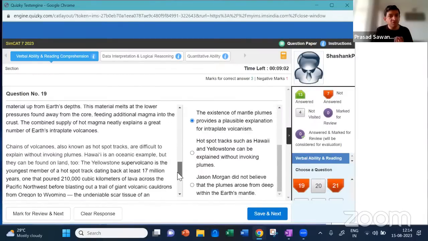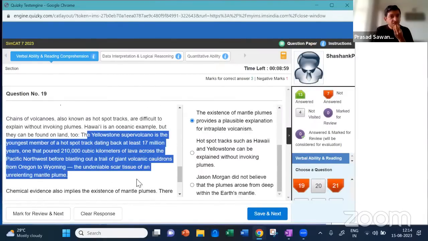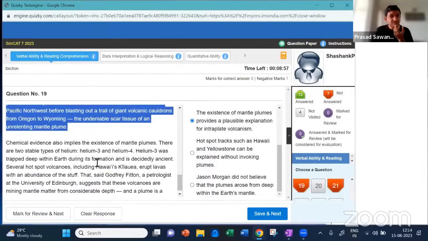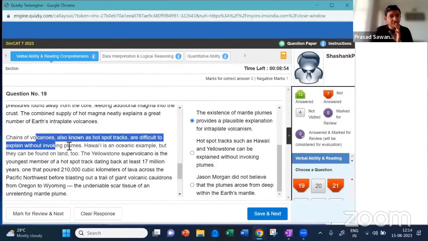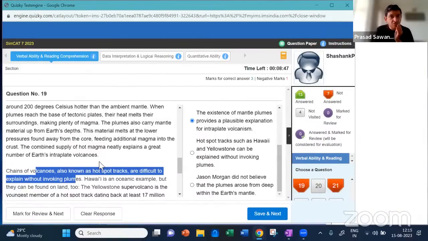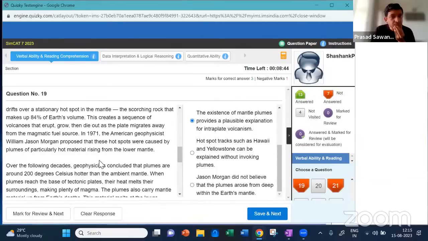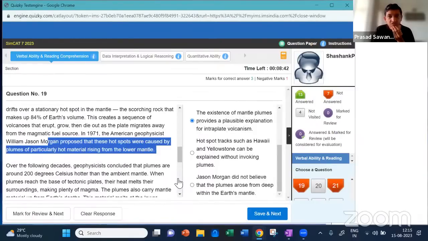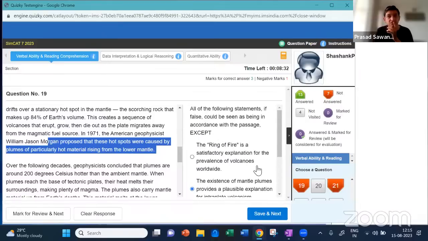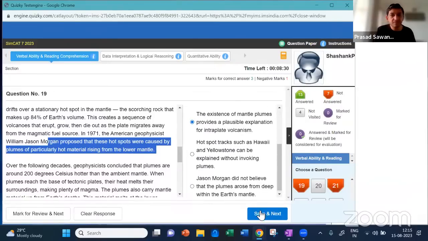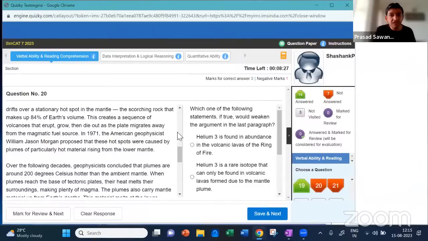No, I don't think they can be, right? You have to invoke chemical evidence also implies the suggest जो भी. So we are talking about a difficult to explain that. Fair enough. Jason Morgan did not believe that the plumes arose from deep within the Earth's mantle. Jason Morgan was which one? Were caused by plumes from the lower mantle, from deep within the lower mantle. From the lower mantle, not deep within the lower mantle. Okay. So which of the following is true? So this is fine. Yeah. Okay, fair enough. Would weaken the argument in the last paragraph.